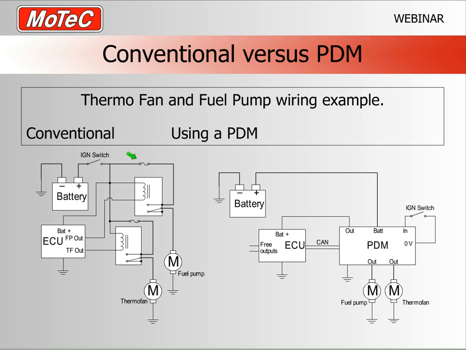So firstly, what we're seeing is a fair bit of wiring and a fair bit of high current wiring, and then we have a bunch of individual relays and fuses. On the right hand side, we have the same functionality delivered by the PDM. In this case, we only require one very large power feed into the PDM from the battery, and then this sources all of the required outputs, including fuel pump, thermofan, and the ECU power itself. As you can see, there are no relays and there are no fuses because both of these functions are performed by the PDM device.